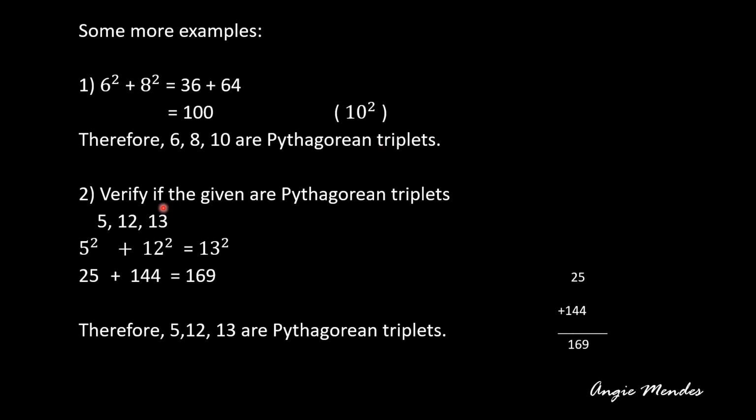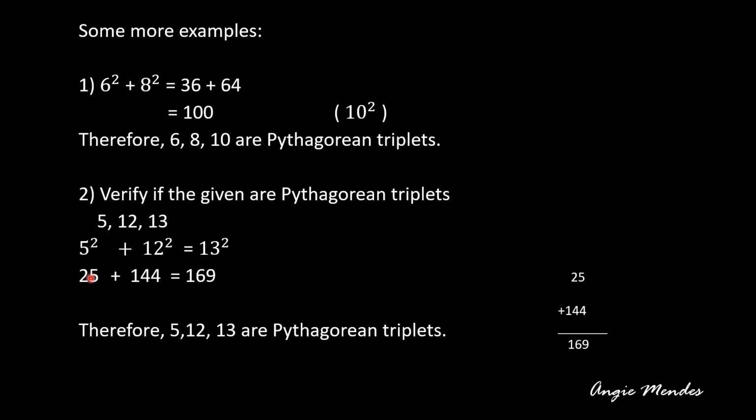Now if you are asked to verify if the given numbers are Pythagorean triplets, what will you do? You square the numbers and you see if the sum of the squares is going to give you a perfect square. Okay, let's try this. So 5 square plus 12 square is equal to 13 square.